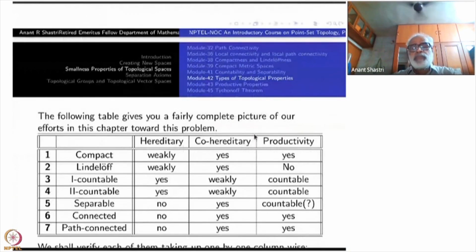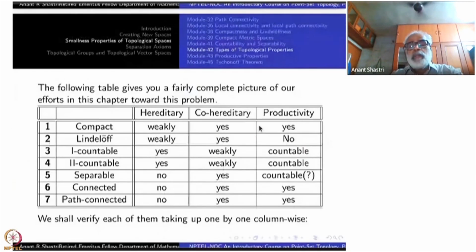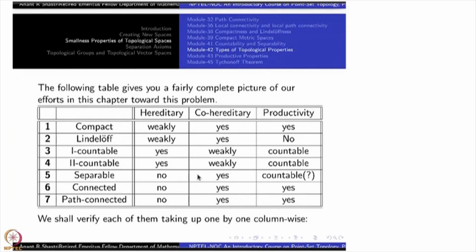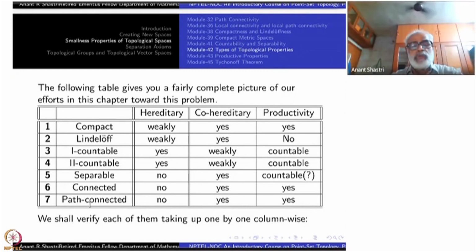So here is a table, which will give you a fairly good idea of whatever you are going to do right now, and a little more in this chapter 2, maybe in the next section and so on. So here I have listed 7 of the properties that we have studied so far: compactness, Lindelofness, first and second countable, separable, connected, path connected.